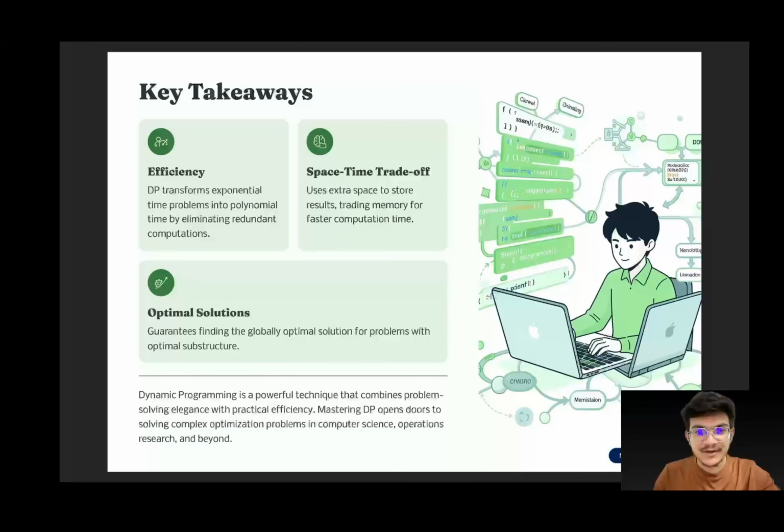So the conclusion and the key takeaways of Unit 3 is: dynamic programming improves efficiency by avoiding repeated calculations. It converts exponential time problems into polynomial time. It uses extra memory, which creates a space-time trade-off. And it guarantees an optimal solution for problems with optimal substructure.